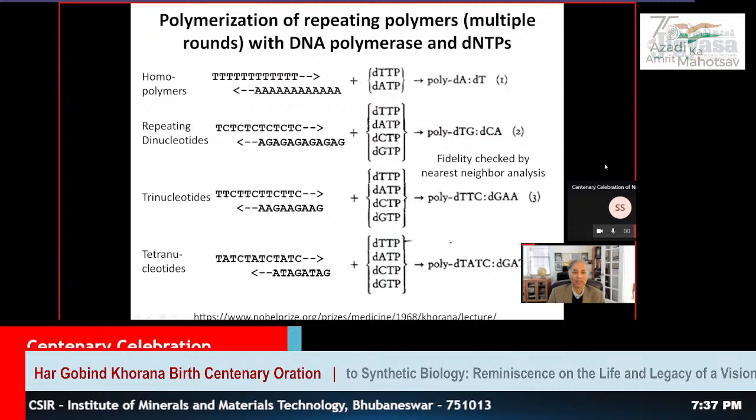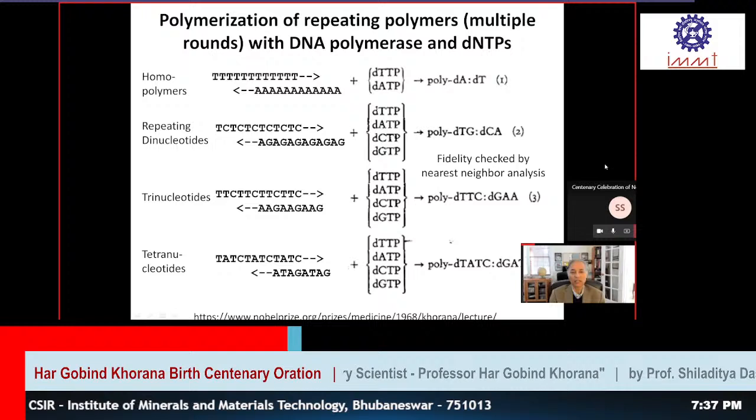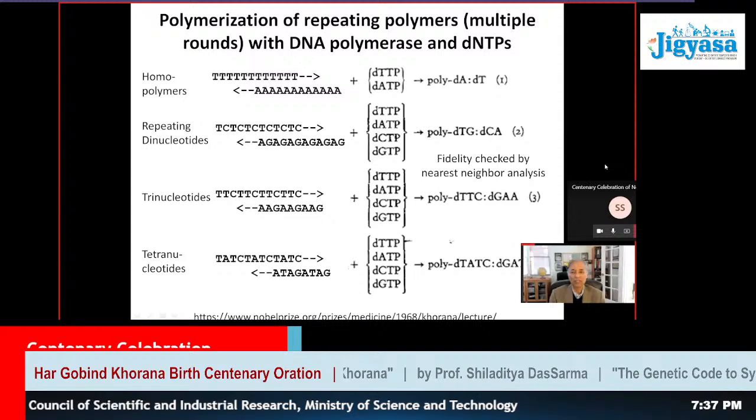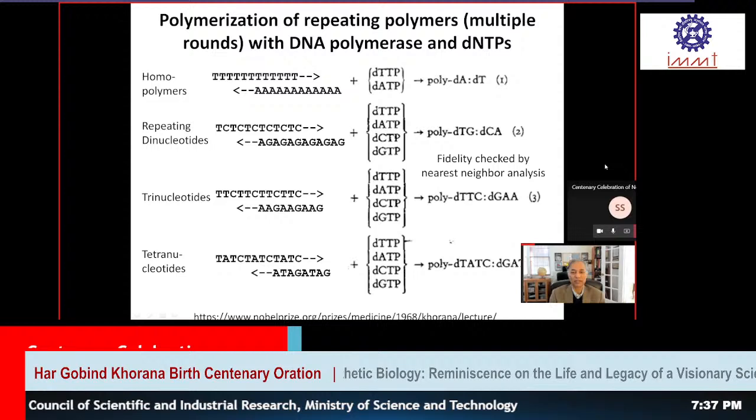And similarly, you could take repeating dinucleotides, hybridize, extend, and this could be done through multiple rounds, not unlike PCR, and poly d(G-C)/d(A-C) could be synthesized. And the fidelity of the synthesis could be checked not by DNA sequencing, but by another process called nearest neighbor analysis.